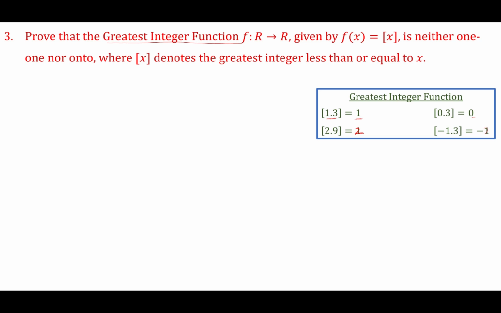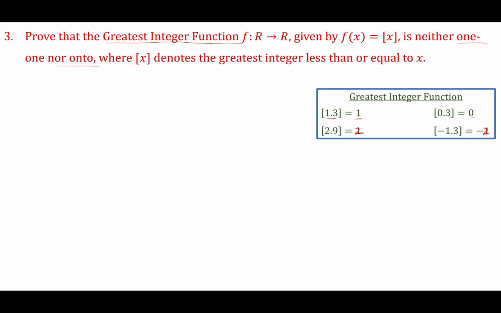-1.3, round down, it should be down, so it should be -2. By mistake, I wrote -1. So these are the greatest integer functions. We have to show that these greatest integer functions are not 1, 1, not onto.